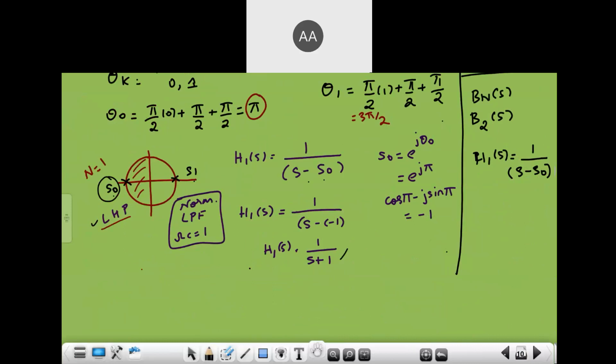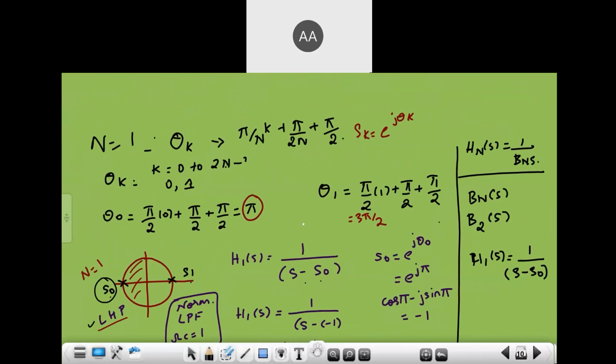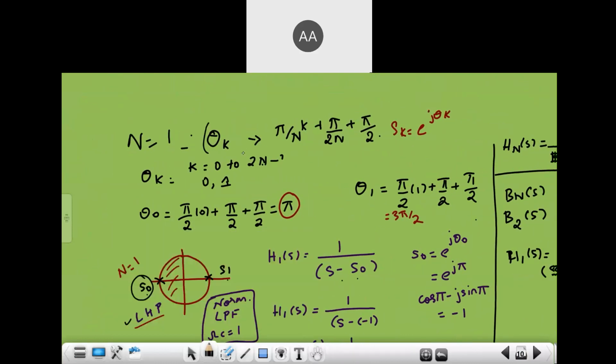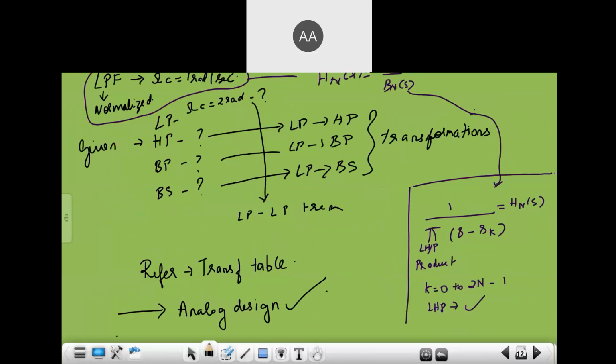If you remember, this is the value, theta k. This is the expression we are using. So we substitute there the value of k and n. Sk is equal to e power j theta k, and we find out the roots of the equation. And then we write it as a product and fill it.